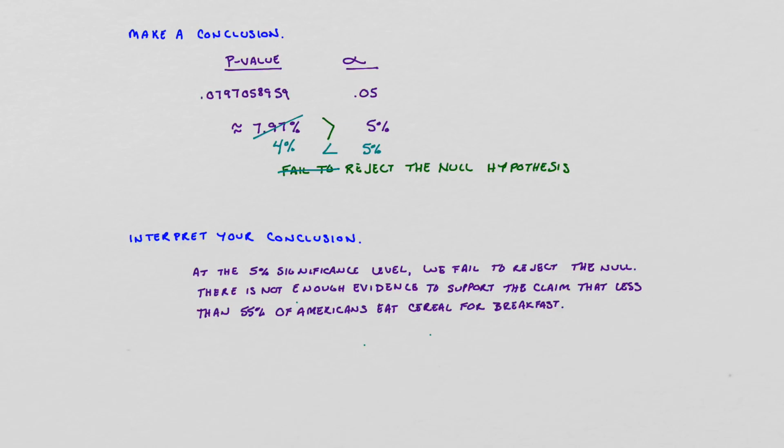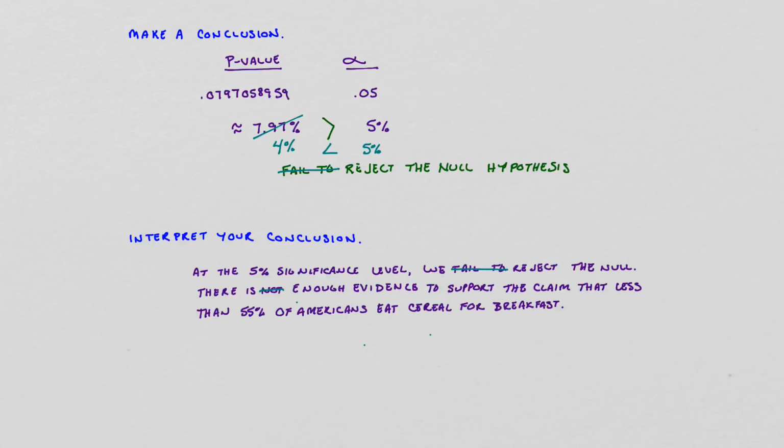So we would instead say at the 5% significance level, we reject the null. And then here we would say there is enough evidence to support the claim that less than 55% of Americans eat cereal for breakfast. This is because if we are rejecting the null, we automatically have to support the alternative. So I guess that would be another talking point as well.